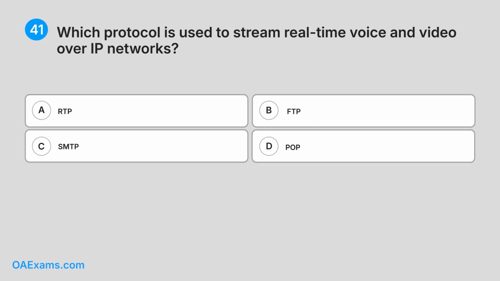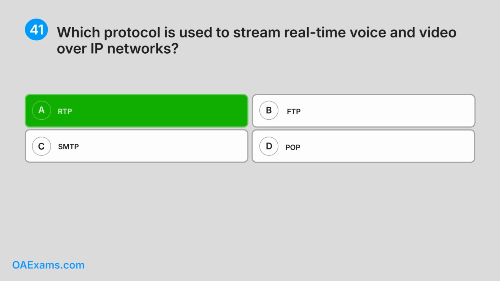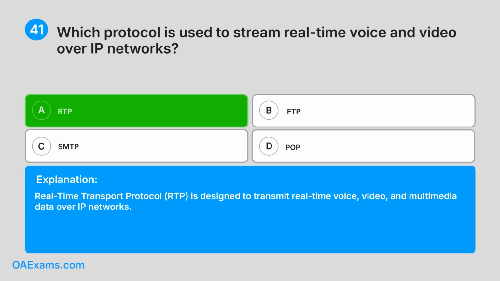41. Which protocol is used to stream real-time voice and video over IP networks? A. RTP. B. FTP. C. SMTP. D. POP. What do you think is the answer? Correct answer: A. RTP. Explanation: Real-Time Transport Protocol, RTP, is designed to transmit real-time voice, video, and multimedia data over IP networks.